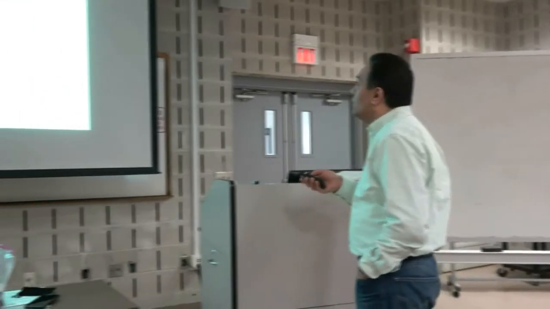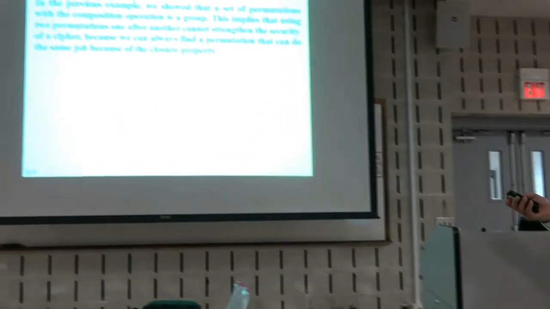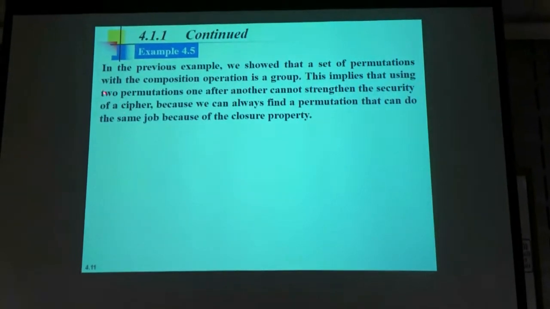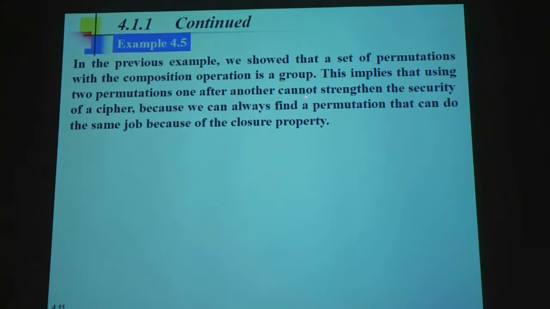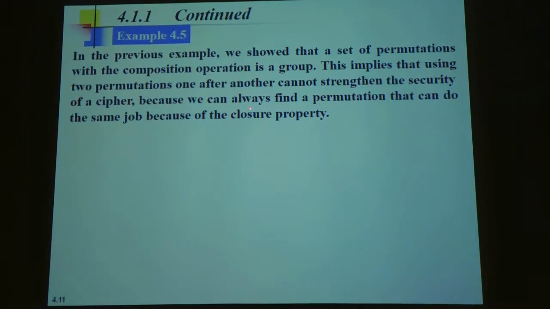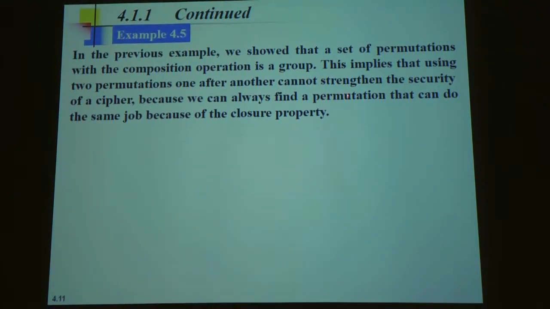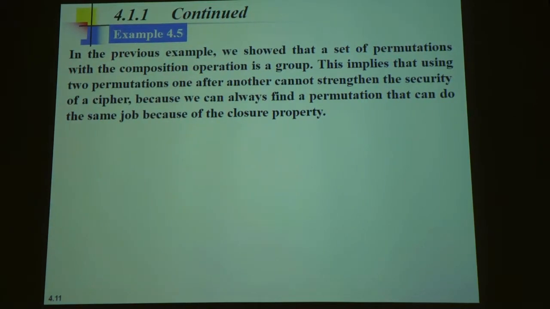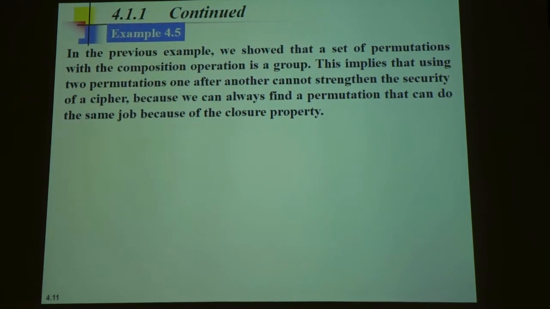You're not changing anything. So this implies that using two permutations, one after another, cannot strengthen the security of the cipher, because we can always find a permutation that can do the same job, because of the closure property. All right?